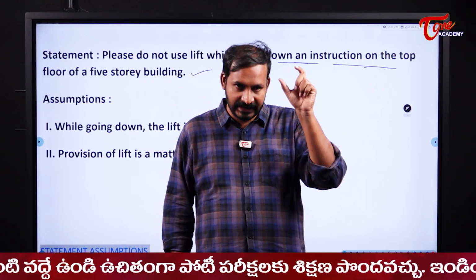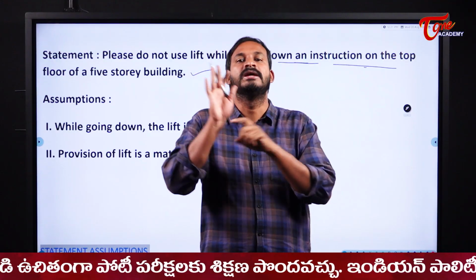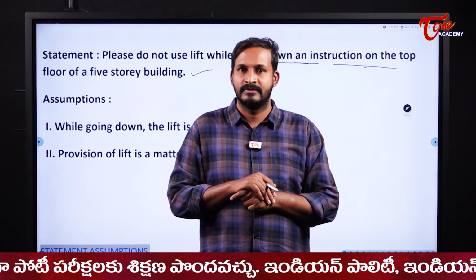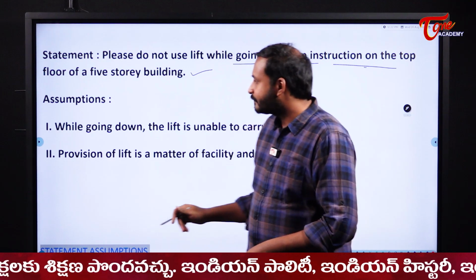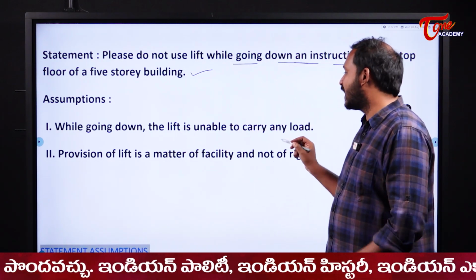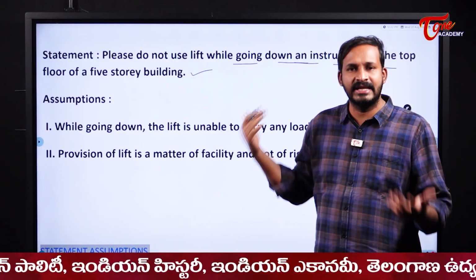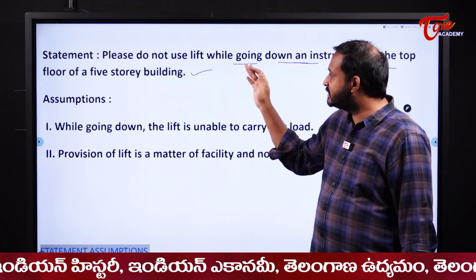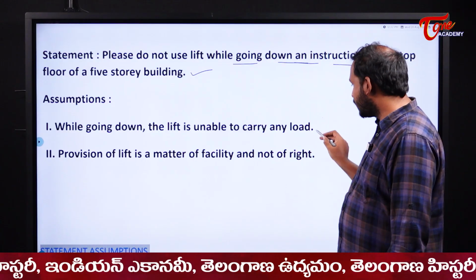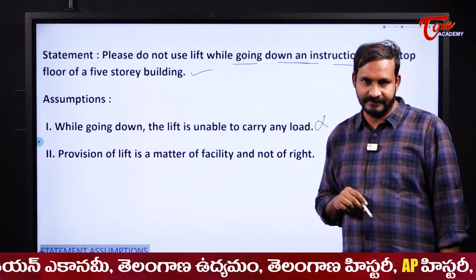Remember this one, that thing is happening, that is the reason. To avoid that, they are putting a notice board there. Okay. Now, while going down, the lift is unable to carry any load. Thus, did they mention what is the reason behind that? No, they didn't mention any reason behind that. So, I cannot tell, this is implicit.